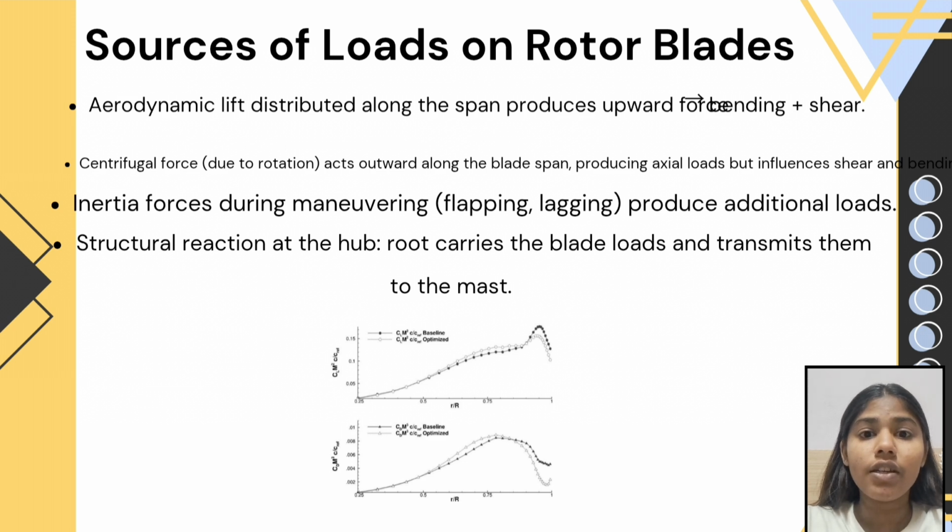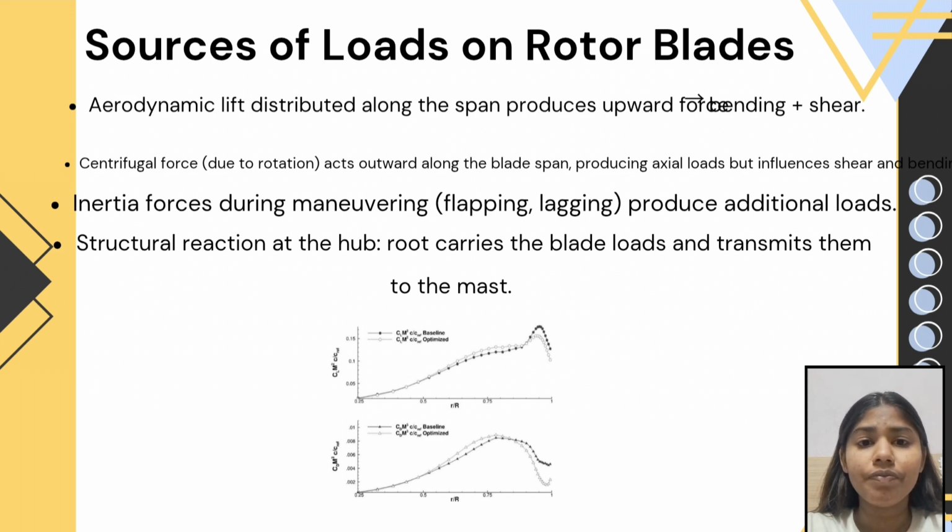Aerodynamic lift distributed along the span produces an upward force, causing bending plus shear force. Centrifugal force due to the rotation acts outward along the blade span, producing axial loads but also influencing shear and bending. Inertia forces during maneuvering, flapping and lagging produce additional loads.